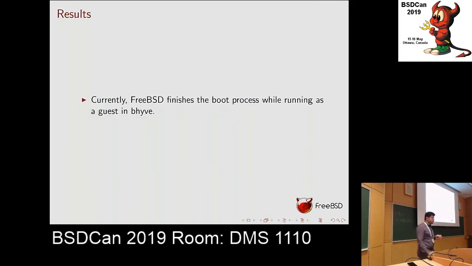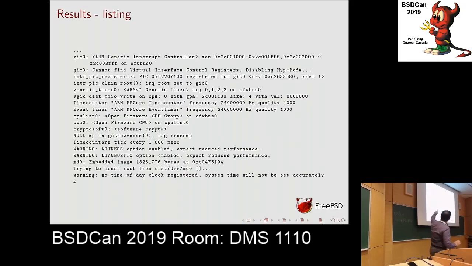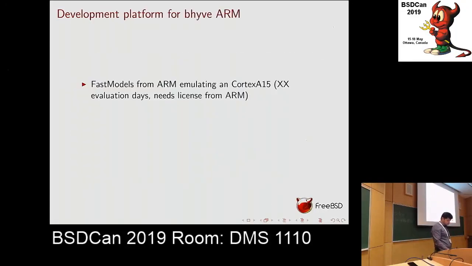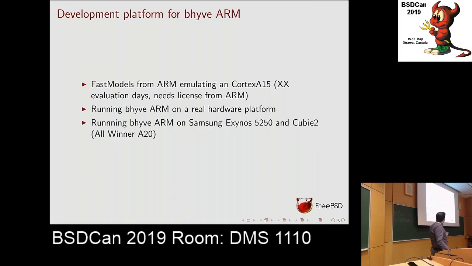Results. Currently, FreeBSD finishes the boot-up process while running as a guest in Bhyve. So you can see here the GIC, then the generic timer, and we see that we are getting to the console here. The developer platform was fast models from ARM using a Cortex-A15 emulation. But the problem with this one is that you need a license, but if you want to test it, you can grab it for 60 days, I guess, and you can run Bhyve.